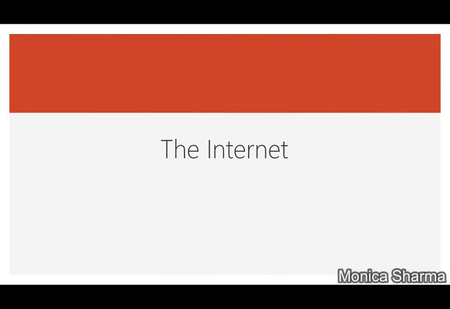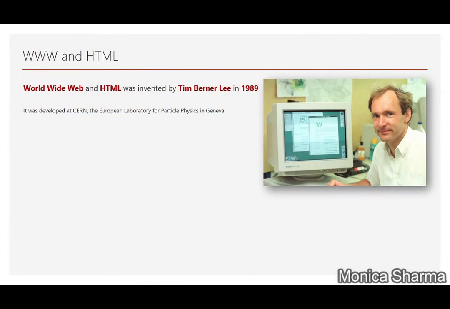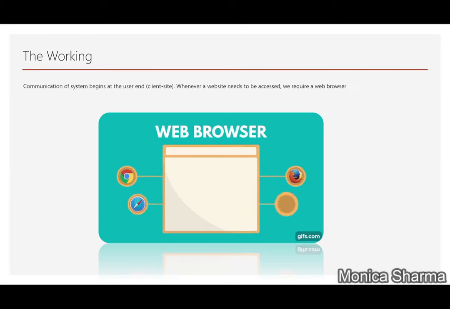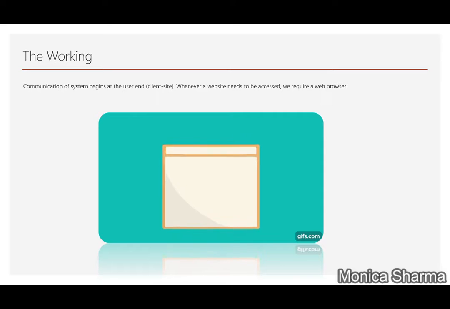The Internet was invented by Tim Berners-Lee in 1989 at CERN, which is the European Laboratory for Particle Physics in Geneva. The need of the hour at that time was that it was getting difficult for the researchers to share their research amongst themselves. So to solve this problem, Tim Berners-Lee came with the solution of creating web pages with the help of World Wide Web and HTML. And then, in order to share those pages amongst fellow researchers, he created something called the Internet. So let's just understand the working of this whole process.